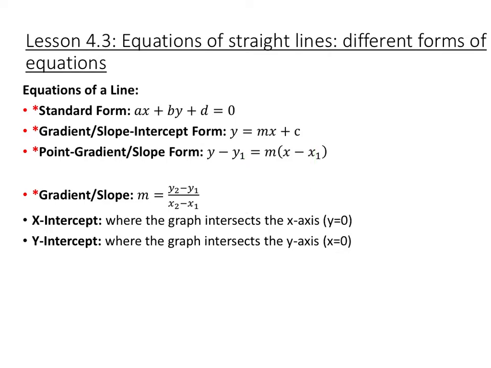So x1, y1 is any coordinate point on the graph. Just make sure they come from the same coordinate pair. And then from previous notes, you have your slope formula, which is your change in y over change in x, y2 minus y1 over x2 minus x1. Your x-intercept is where your graph intersects the x-axis, or where your y-coordinate is equal to 0. And your y-intercept is where the graph intersects the y-axis, or where your x-coordinate is equal to 0.